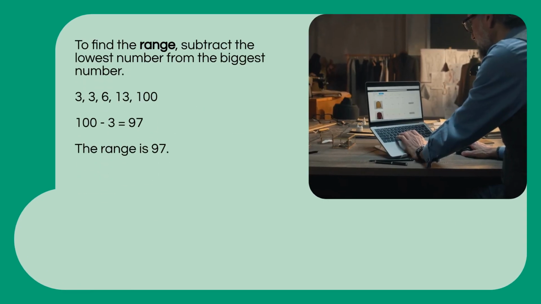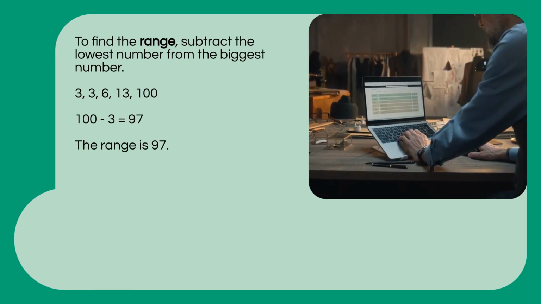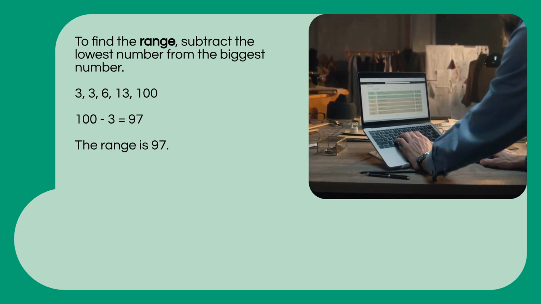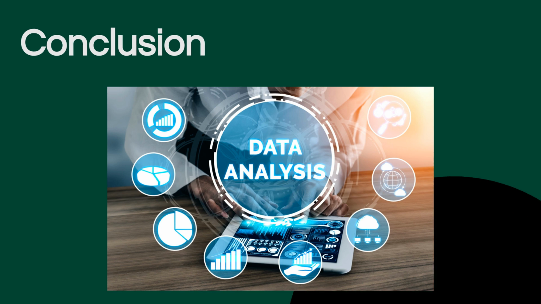To find the range, subtract the lowest number from the biggest number. 3, 3, 6, 13, 100. 100 minus 3 equals 97. The range is 97. Mean, median, mode, and range are all important measures of central tendency and spread in a dataset.